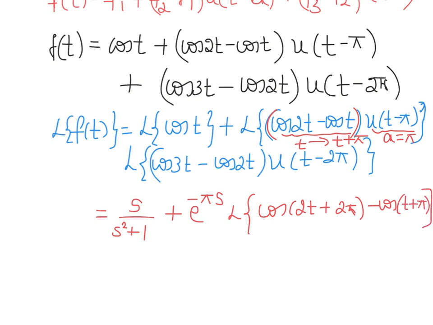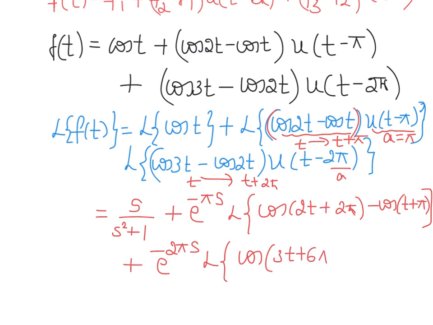Similarly, here we have to change t to t plus 2 pi because a is 2 pi. This is a. So plus e power minus as becomes e power minus 2 pi s. Laplace transform of cos 3 into (t plus 2 pi), that is cos(3t plus 6 pi) minus cos(2t plus 4 pi).